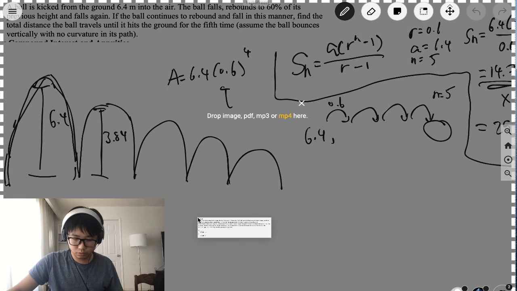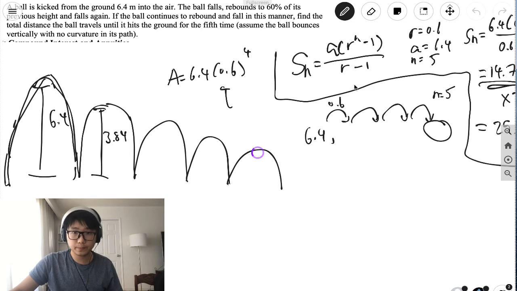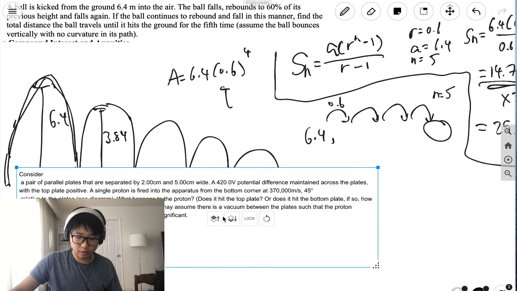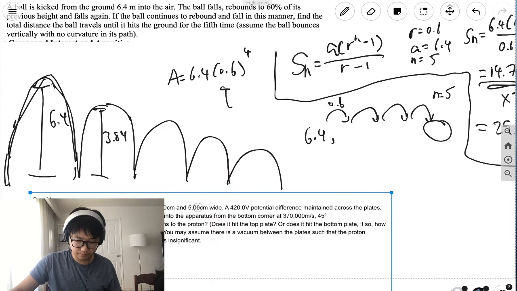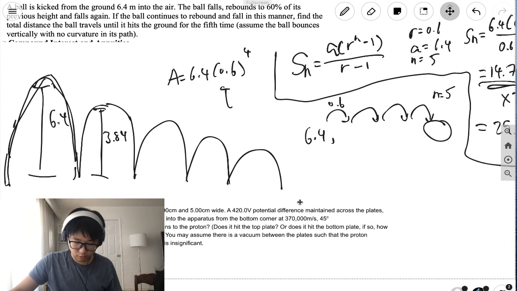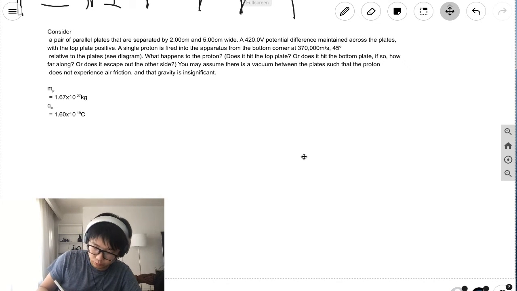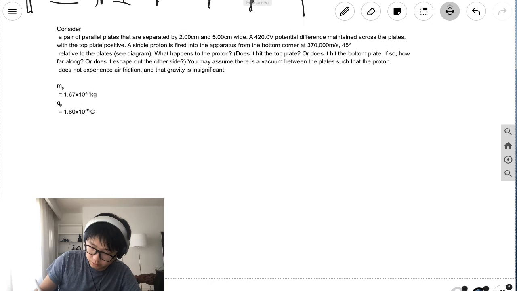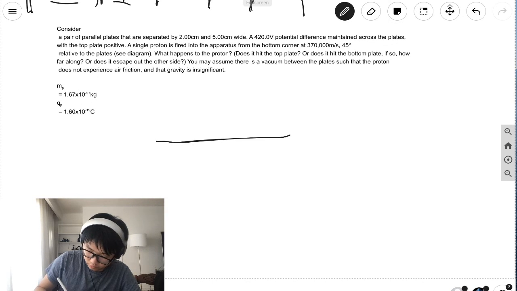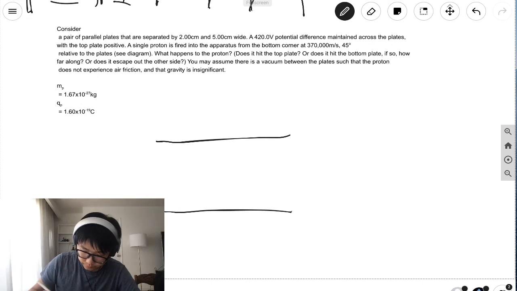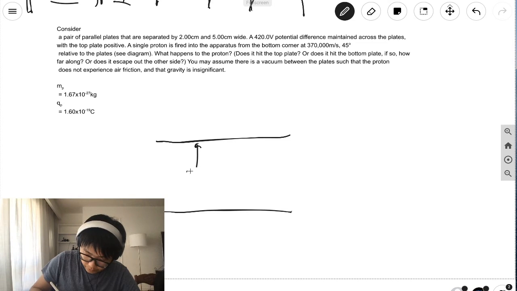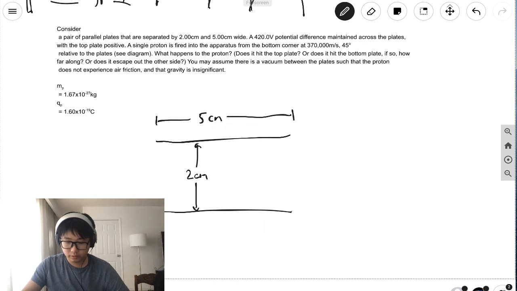Alright, so we got this problem here. I got your email, so I'm guessing let's start off with those two questions you gave me. Okay, the first one says a pair of parallel plates that are separated by 2 centimeters. So we can draw a set of parallel plates right here, separated by 2 centimeters. And I am assuming that this is the width they're talking about, the 5 centimeters across like this.